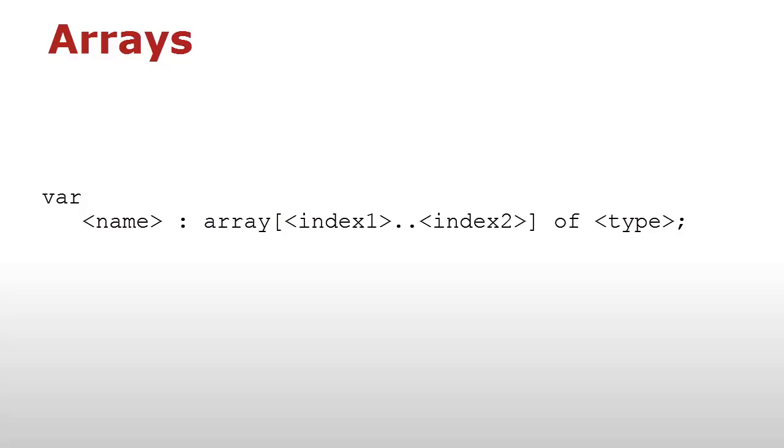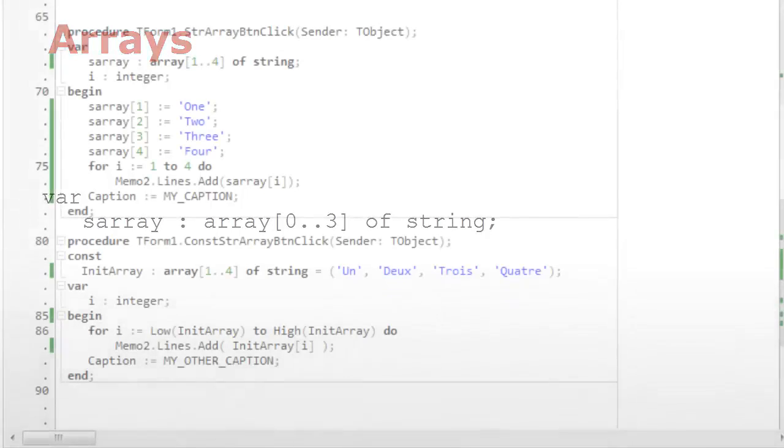So, for example, an array containing 4 items might be declared as var sarray colon array square bracket 1..4 close square bracket of string, and that's 4 string items. Or you could index from 0. You could have array 0..3 of string, and that's also an array of 4 items.